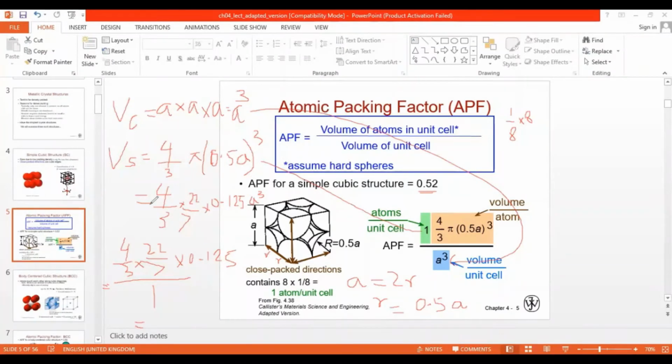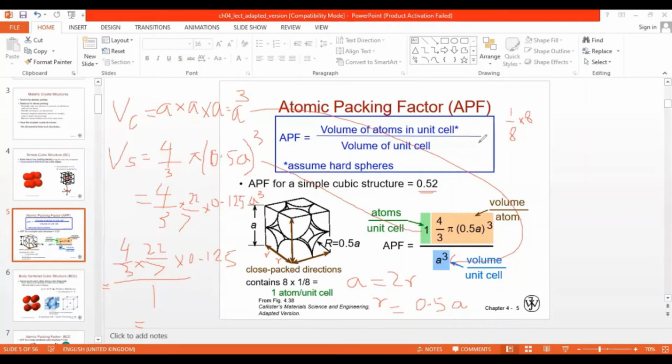Now I am going to introduce you certain terms which are accompanied with this calculation. Now we just have said radius and volume and cube and sphere and all, right? So now I am going to introduce certain terms. Here you see APF, atomic packing factor, right? APF we call it shortly. This atomic packing factor is given as volume of atoms in unit cell over volume of unit cell.